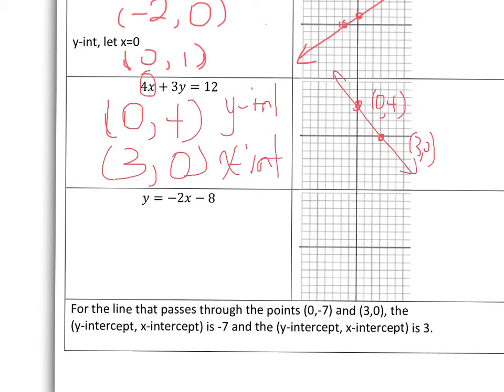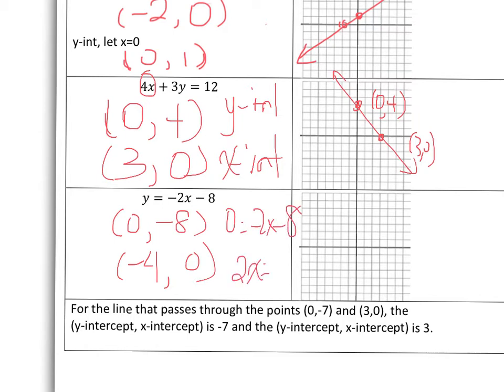And for this one, when x is 0, y is -8. When y is 0, okay, then x is -4. And if you can't see it, you gotta do some math here. Okay, so 0 equals -2x minus 8. Then it'll be 2x equals -8, and x will equal -4. Gotta do the math, okay?